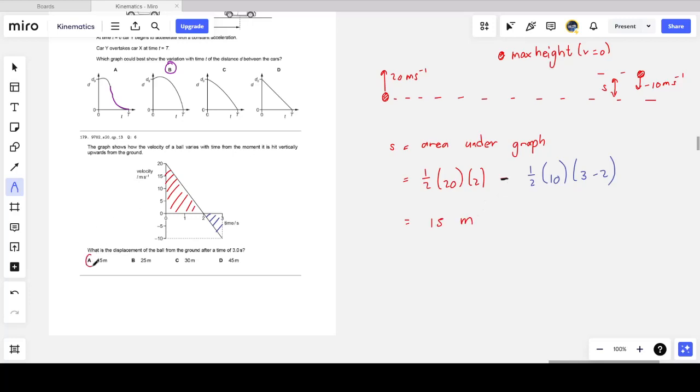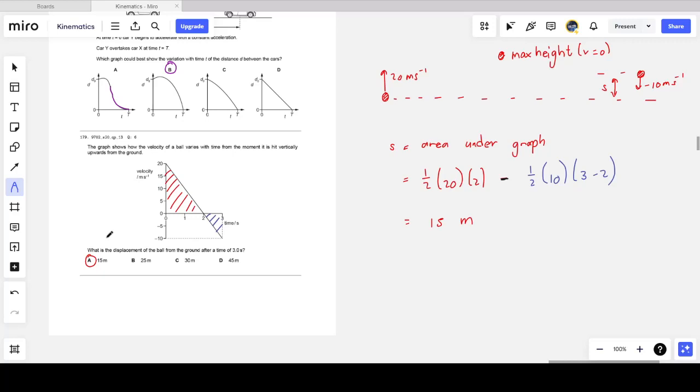So that's the question that was asked. What's the displacement from the ground of the ball? It's 15 meters, and that's A. So when calculating displacement from a velocity time graph, it's always quicker to use the graph itself and find the area. But you could use kinematic equations of motion.